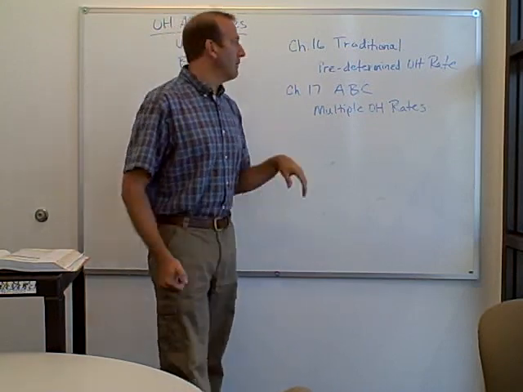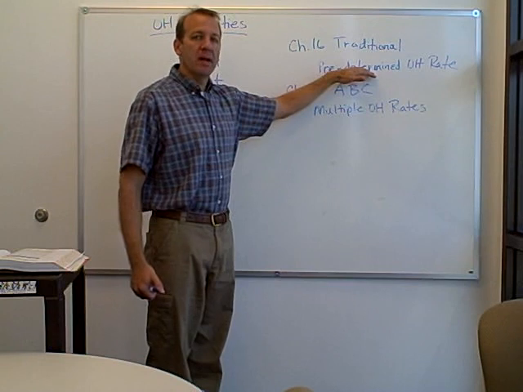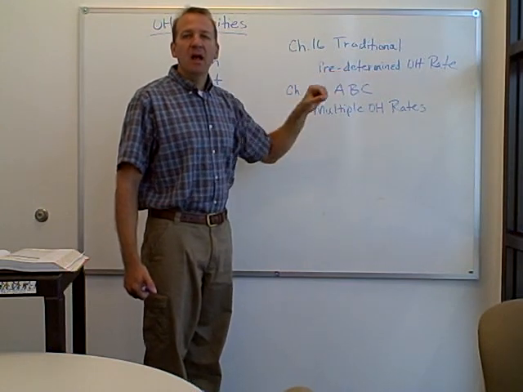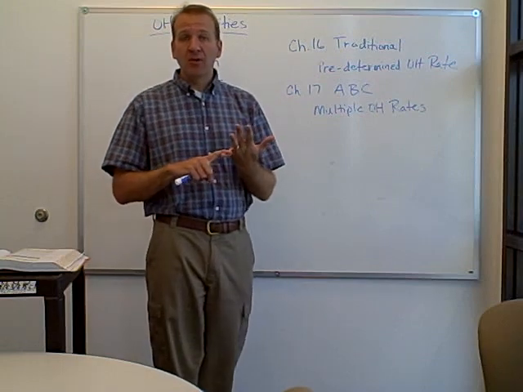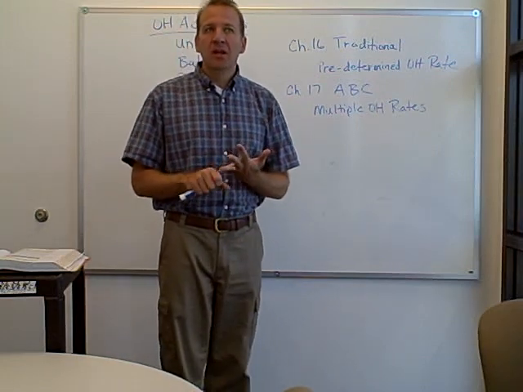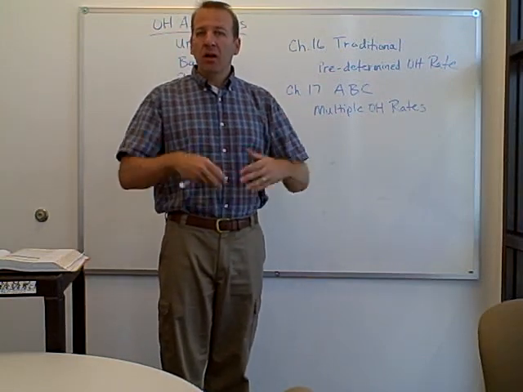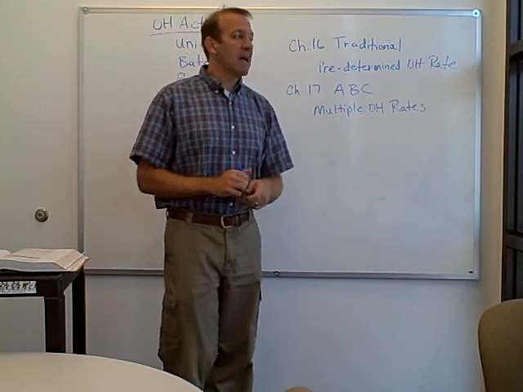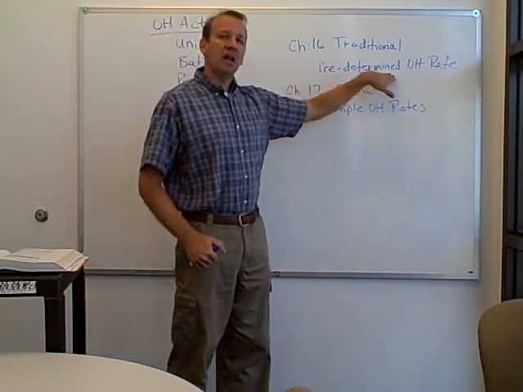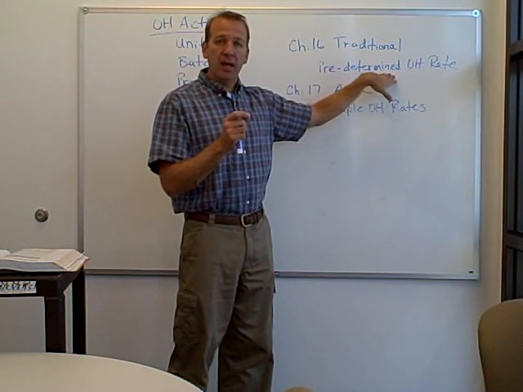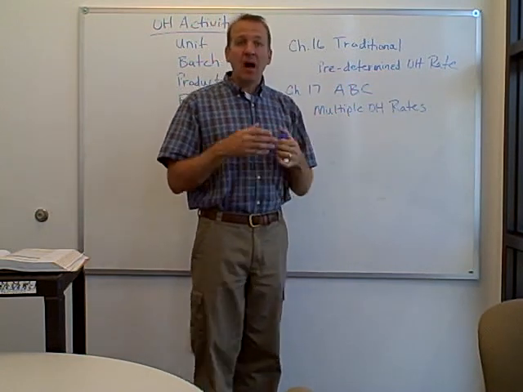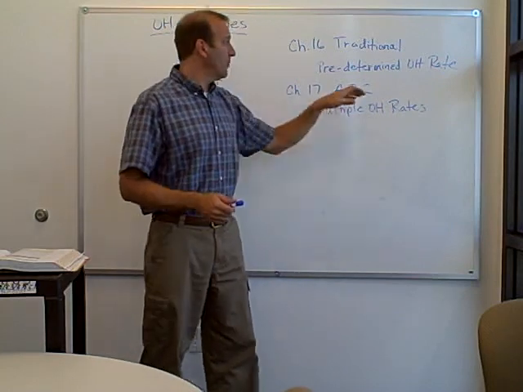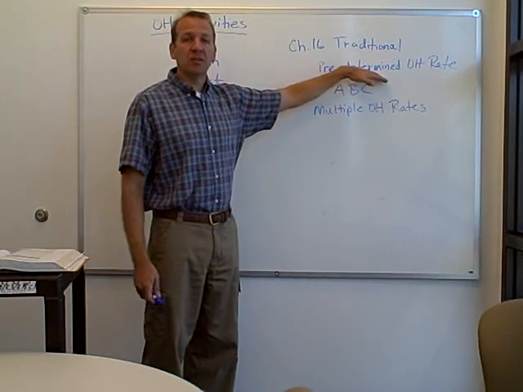So that's why we calculate an estimated overhead rate, a predetermined overhead rate, and then we allocate it based off of, well, it could be direct labor hours, it could be square footage, it could be batches. There's all kinds of ways we can allocate it. So that's why the predetermined overhead rate is calculated by taking the estimated overhead divided by some sort of activity, some sort of cost driver. And so that's the formula that we learned in chapter 16.